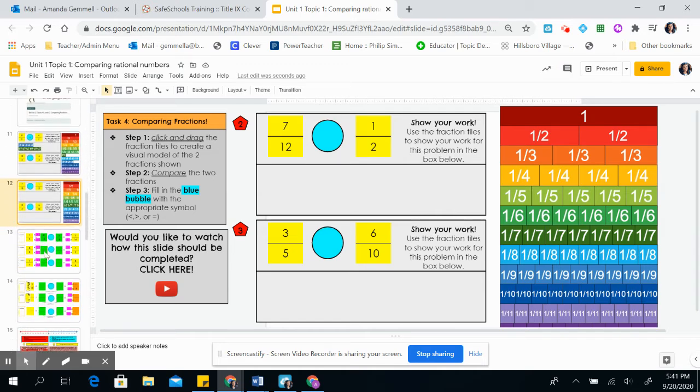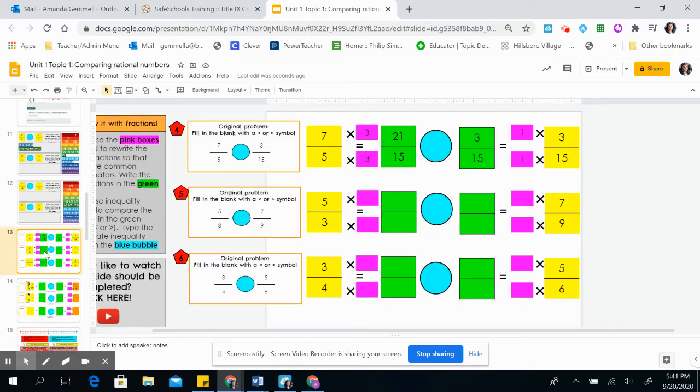Okay, and then now we're going to continue working with fractions in another way. So that was our visual model, and now we're going to use the standard algorithm. Okay, so for these slides, you'll look at the original problem box, and then you're going to end up filling in the blank, or the blue bubble, with a less than or greater than symbol. So the original problem here is asking for you to fill in the bubble with 7/5 and 3/15. Now, something that we need to remember is when we are comparing fractions, you have to have common denominators in order to compare them correctly.